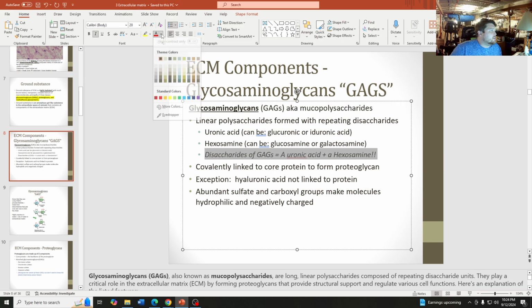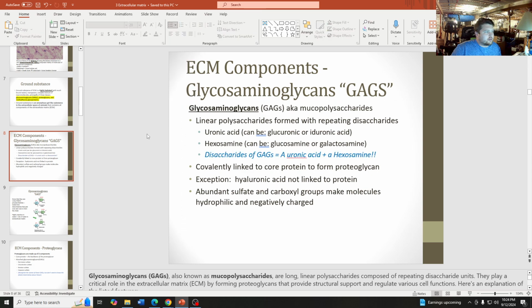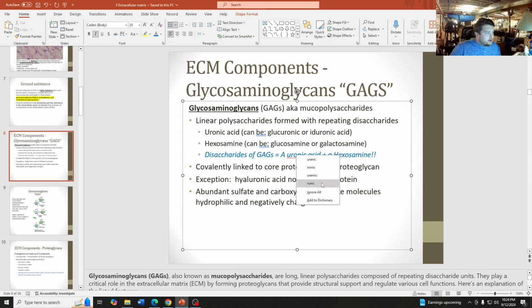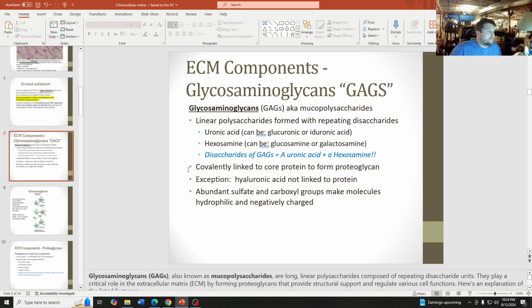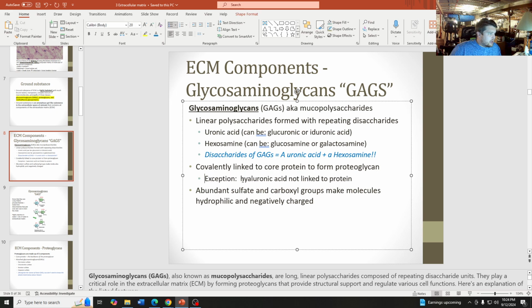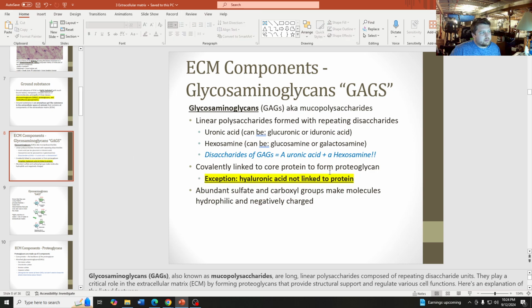And then you pair one of each of those together, and then you combine a whole bunch of them together, and that gives you the glycosaminoglycans. They are covalently bonded to core proteins to form the proteoglycan, except for hyaluronic acid, which is not linked to a protein. Any kind of exception, a lot of times that's going to come up on tests. They like exceptions to the rules.